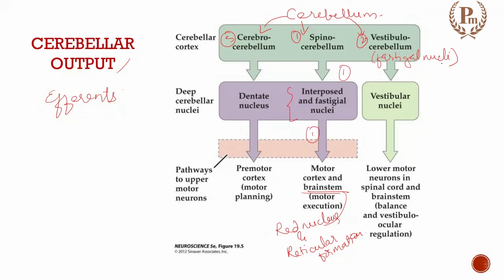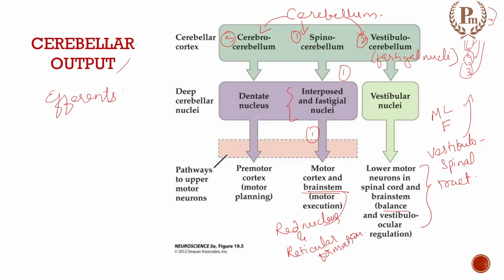So via the vestigial nuclei, the efferent fibers will go to the vestibular nuclei, and vestibular nuclei, we know, via the vestibulospinal tract is going to go down to the spinal cord and maintain the balance, as well as they may ascend up as medial longitudinal fasciculus, and they will go to the third, fourth, and sixth cranial nerve nuclei, who will be involved in vestibulo-ocular reflex. So that is my second efferent.